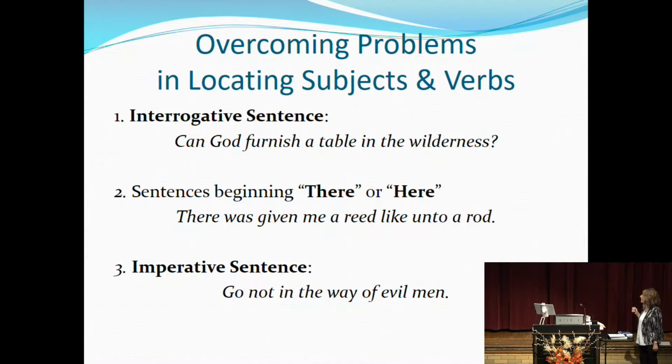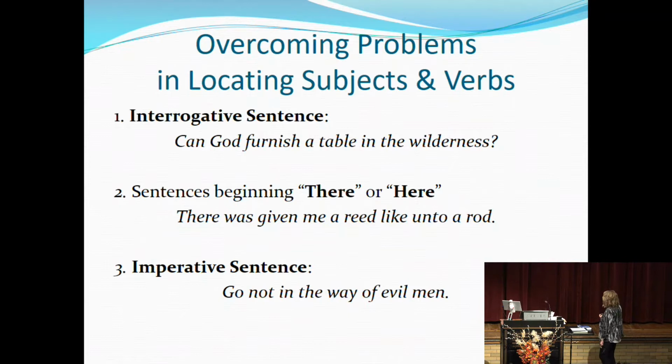So let's look at this one. Can God furnish a table in the wilderness? What is the verb? Okay, what is the verb? We got it now, don't we? It's a verb phrase, isn't it? Can furnish. And there's an example. Who can furnish? God. There's an example of your subject kind of butting its way in between the verb phrase. Interrogative sentences are known for that.